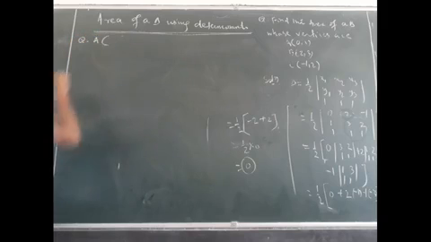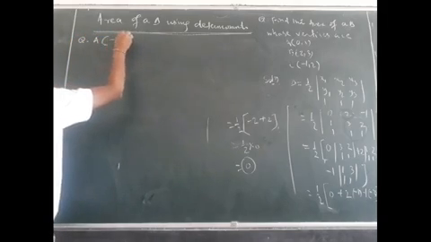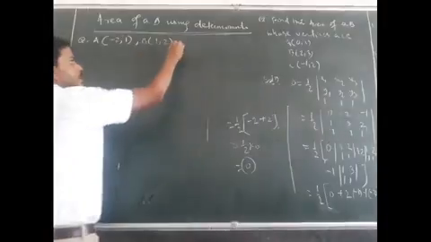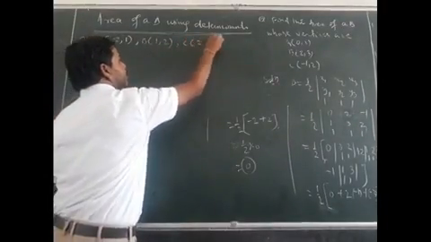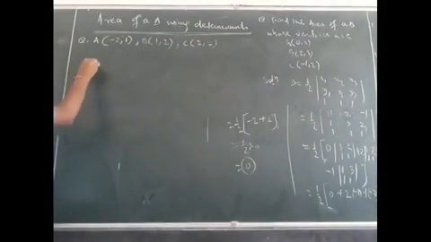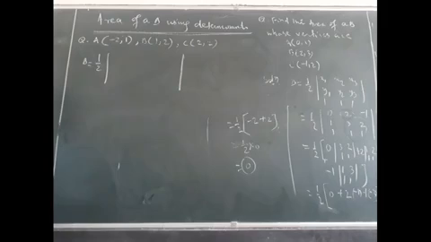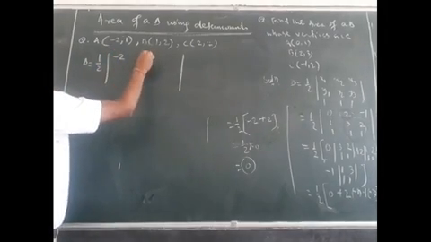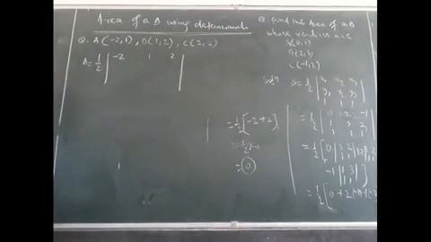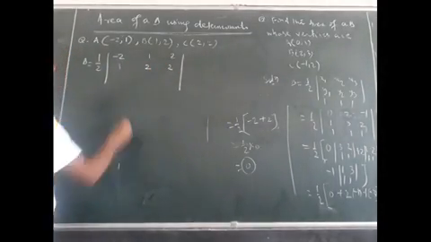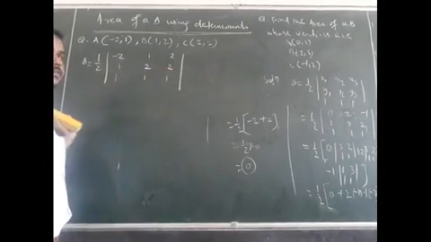In a triangle ABC, A is having components -2, 1, B is having components 1 and 2, and C is having components 2 and 2. So I want to find the area. This is half. You write all the x components first. What are the x components? -2, this is 1 and 2. Then you write all the y components. Then this is 1, this is 2, and this is 2. In the last row you write 1, 1 and 1.